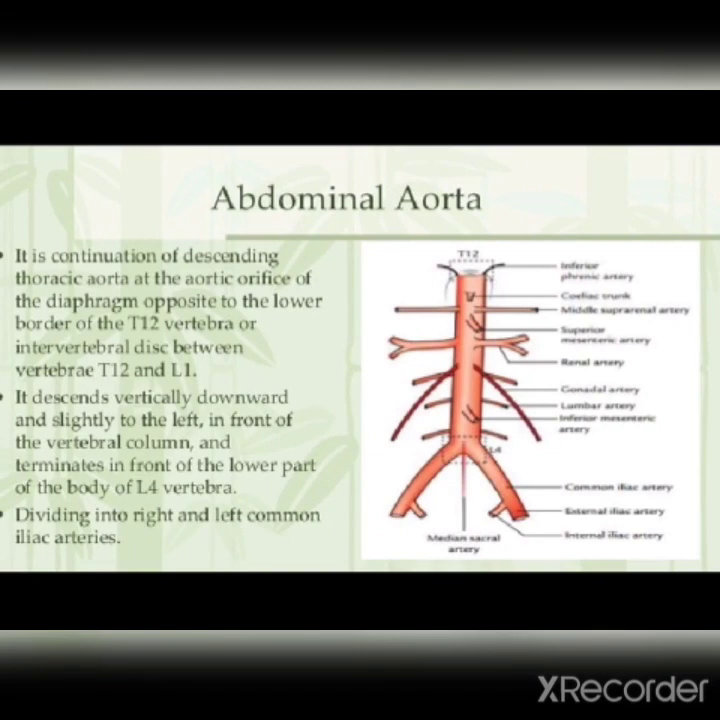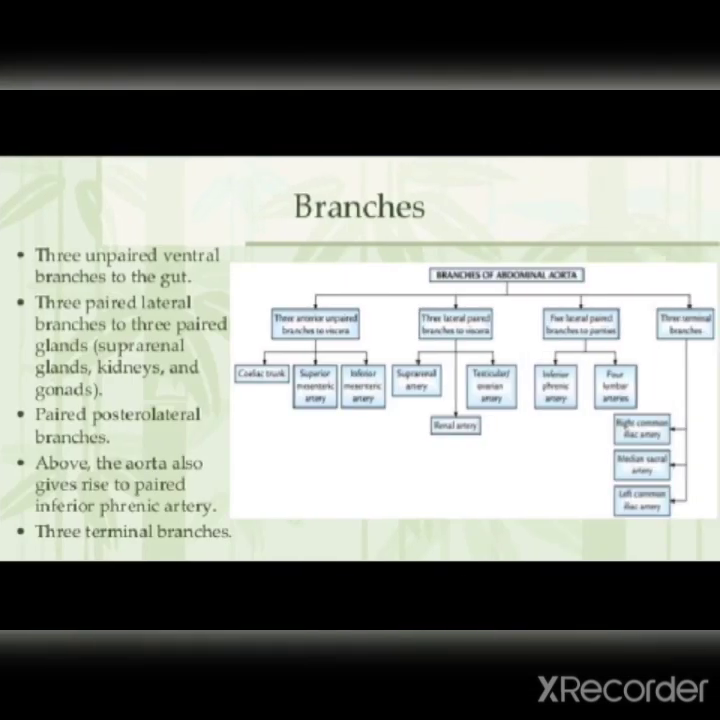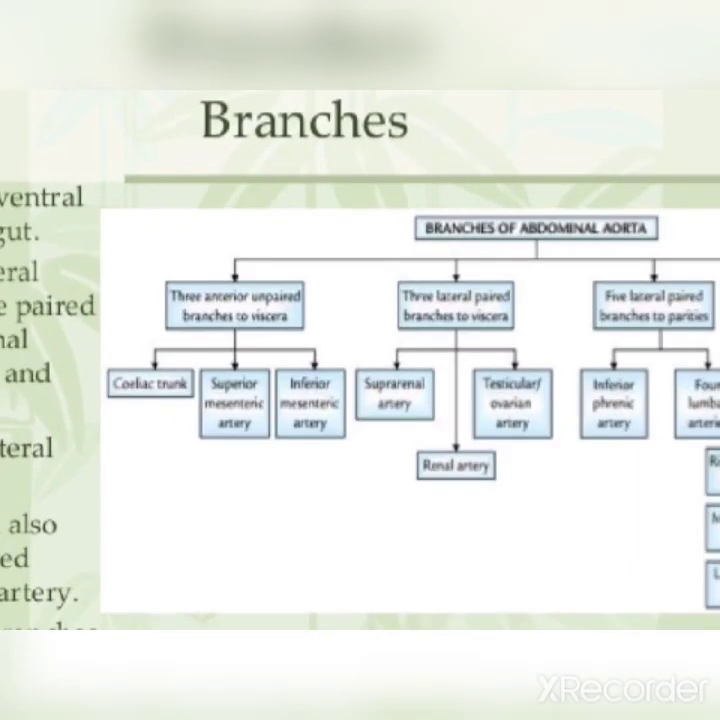Next, what are the branches of the abdominal aorta? Okay, so the three unpaired ventral branches to the gut, to the viscera, like it is here.